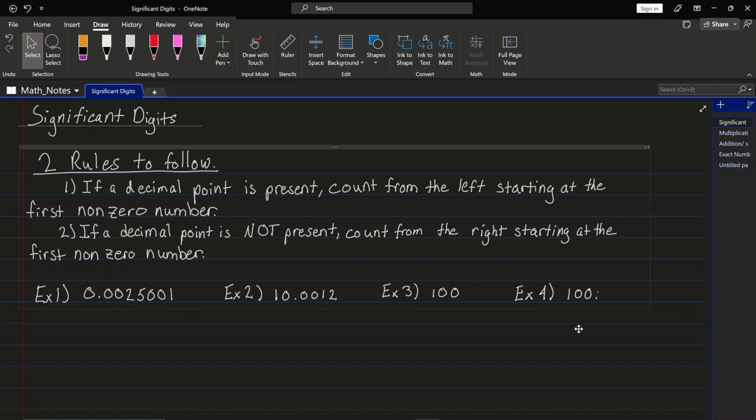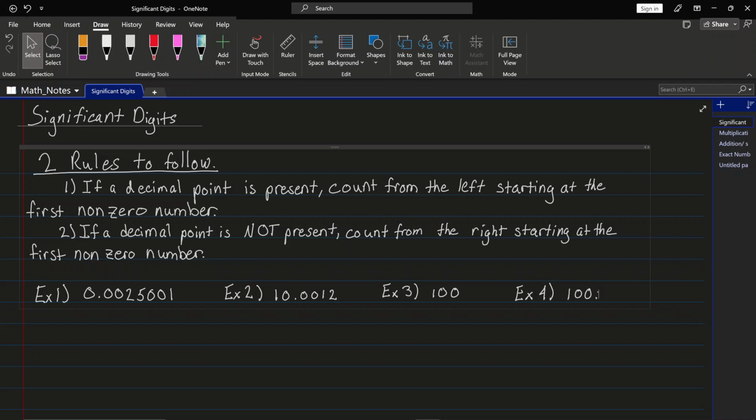Hi everybody, today we will be talking about significant digits, and we're going to get right into it. There are two main rules to follow when counting significant digits. They're also known as sig digs or sig figs, whatever your teacher said in high school.